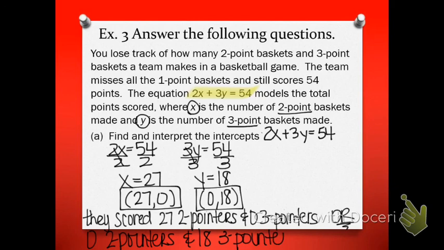You say, couldn't they have scored some 2-pointers and some 3-pointers? Yes. But we found the intercepts and we are interpreting the intercepts. So either the team scored 27 2-pointers and no 3-pointers at all, or they scored 0 2-pointers and 18 3-pointers. Now make sure you have boxed this in because it asks us to find and interpret. So the interpretation of those intercepts is also part of the answer. And that is lesson 3.4.